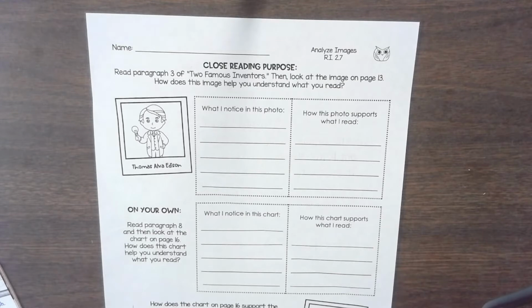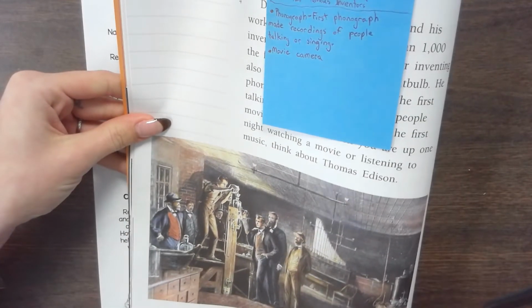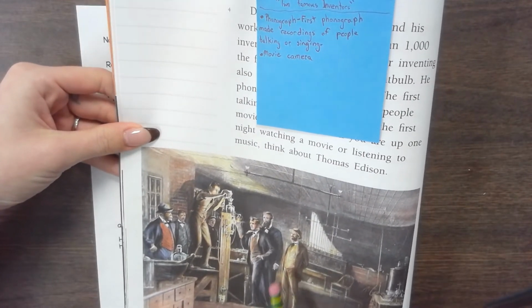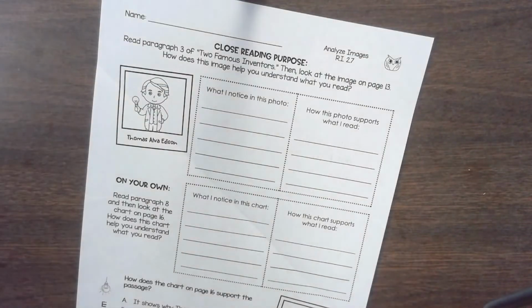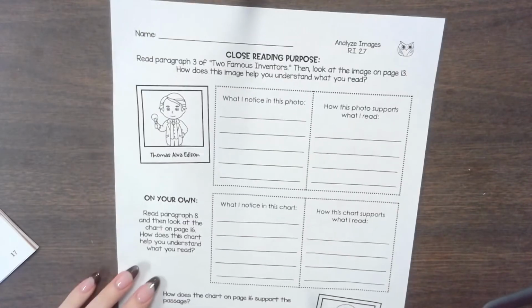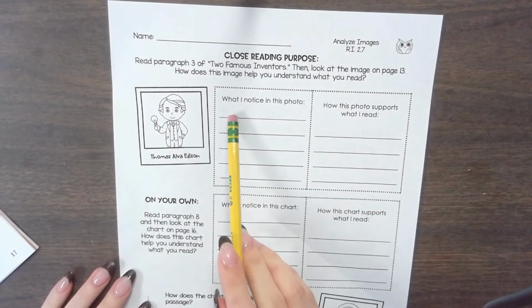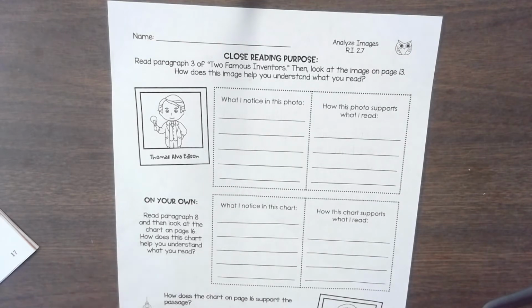Starting off, we're going to look at page 16. On page 16, you will see this photo. This is the photo that we're going to be talking about for our first question, on page 16. So this says, what I notice in this photo. Looking at the photo, I notice that it's dark and that there is a group of men who seem to be testing and experimenting with a light bulb.